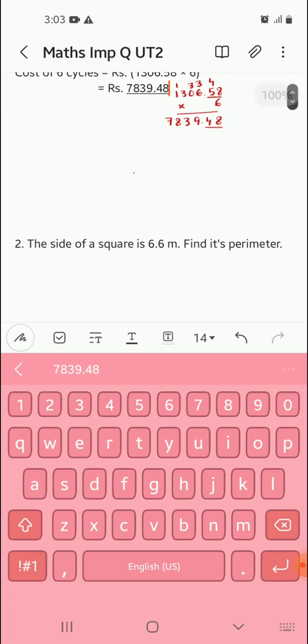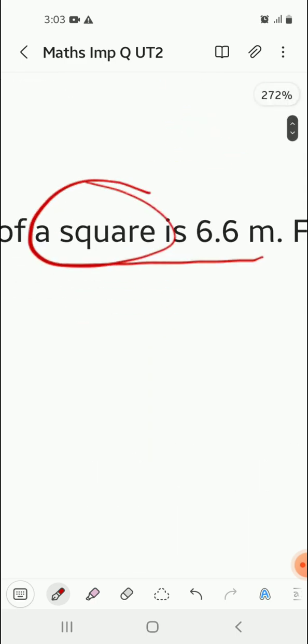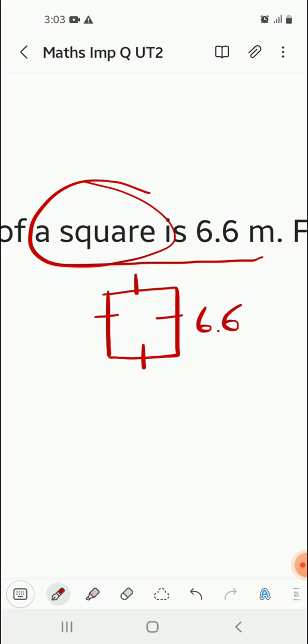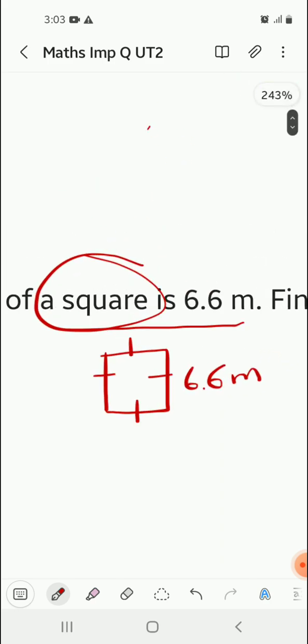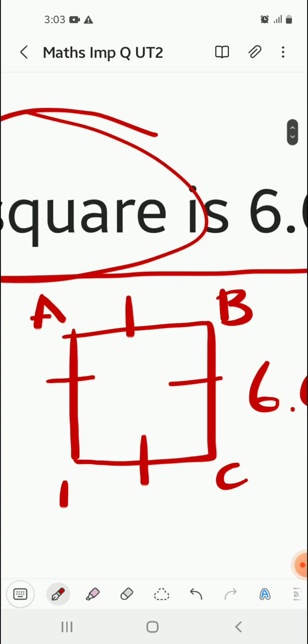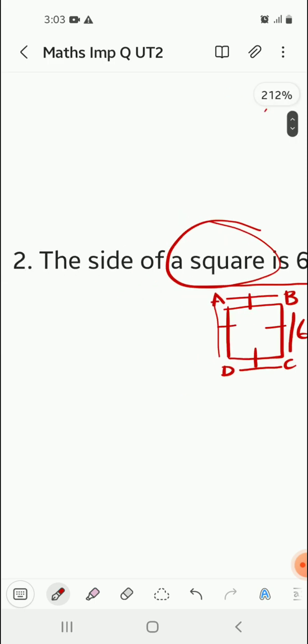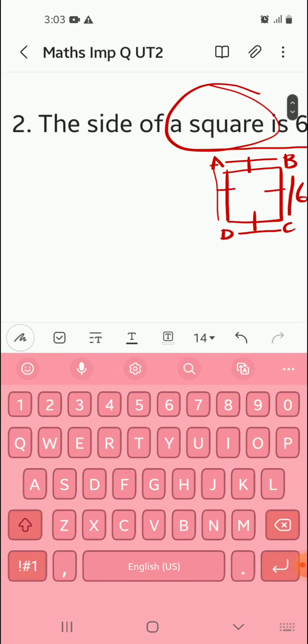The side of a square is 6.6 meter. Find its perimeter. So square means all the 4 sides are equal. So if we have got a square, we can assume that all the 4 sides are the same and each side is 6.6 meter. If we name the square A, B, C, D, it's basically AB plus BC plus CD plus DA, because perimeter means the boundary. So right now we are going to write the statement. There are 2 ways in which we can do it, one using formula and another simple one.